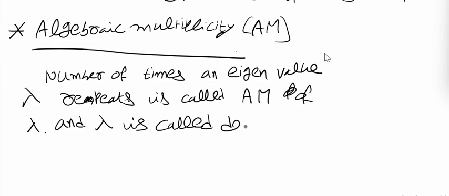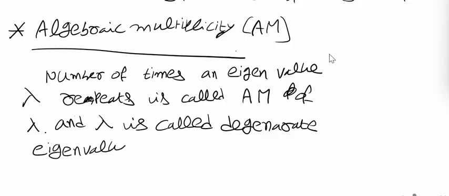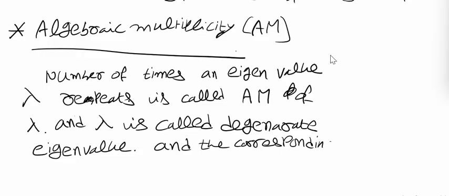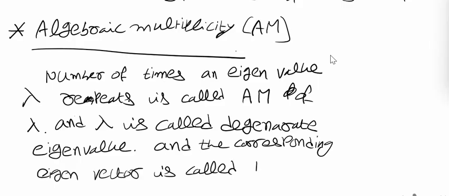This is called a degenerate eigenvalue. Degeneracy means repeating. And the corresponding eigenvector is called a degenerate eigenvector.